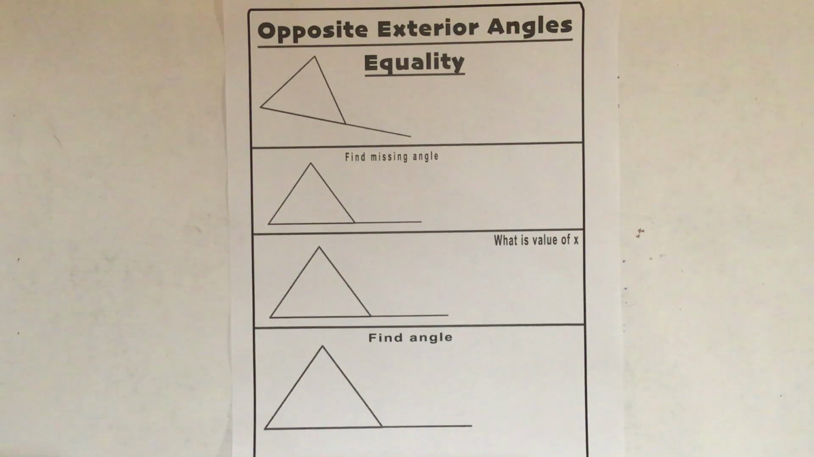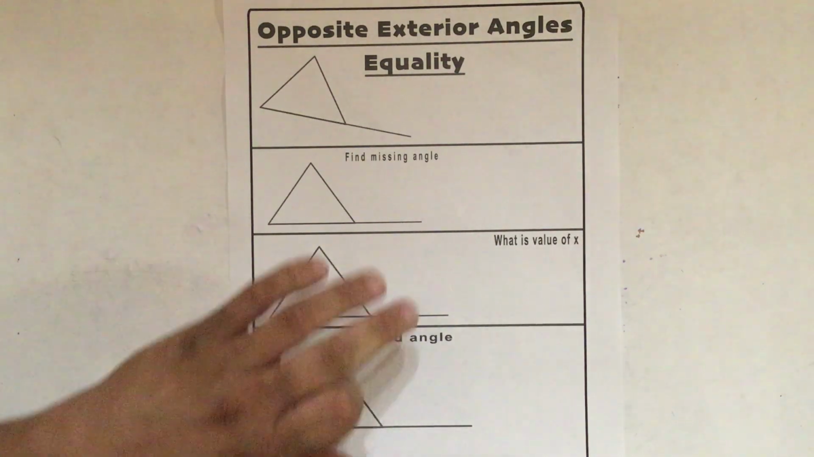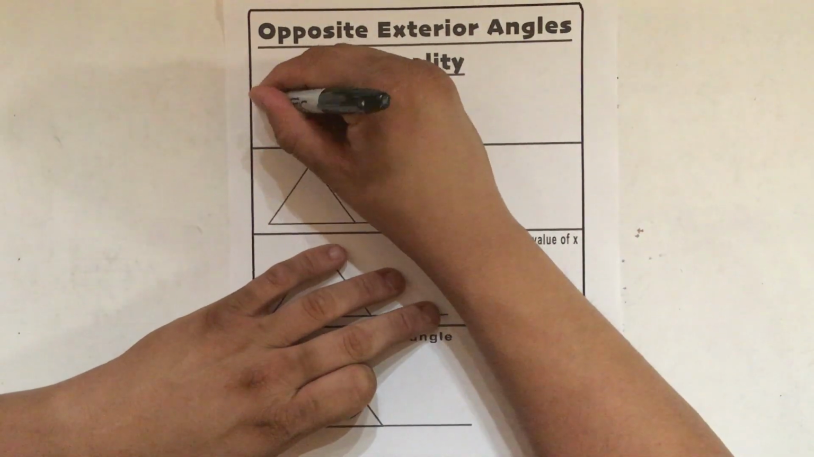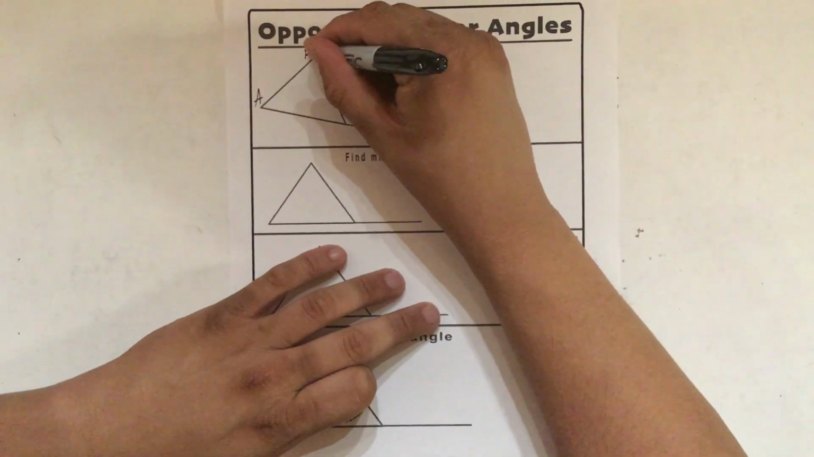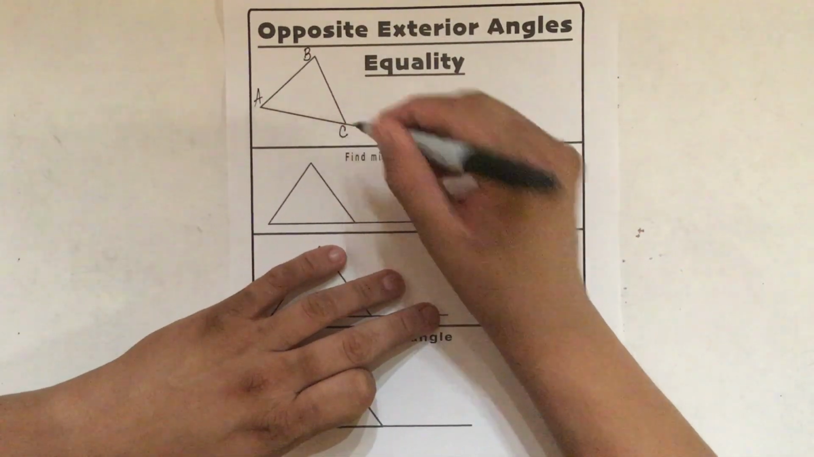Today we're going to cover opposite exterior angles equality. Okay, so I know that's a handful, but let's get started. First, let's name this triangle. I'm going to call it triangle ABC.